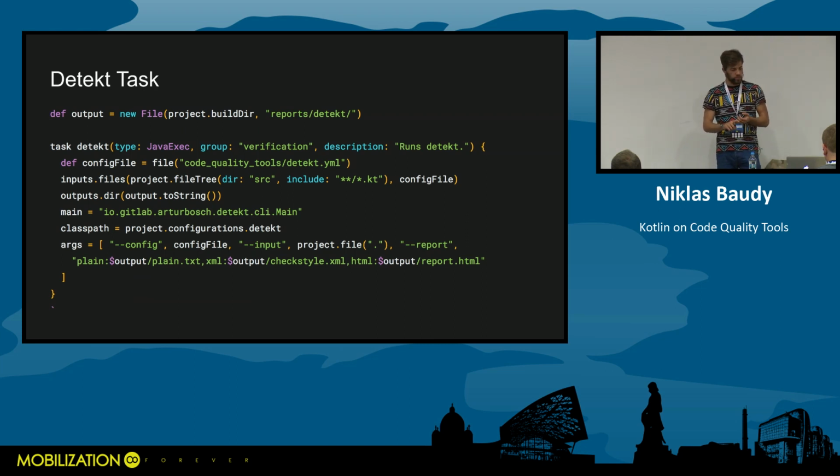The inputs and outputs that you can see below the Detekt configuration are there in order to make it incremental. If you are running Detekt and you run it again, we don't need to run it because nothing has changed. So we can also tell Gradle, okay, those are the inputs and outputs.